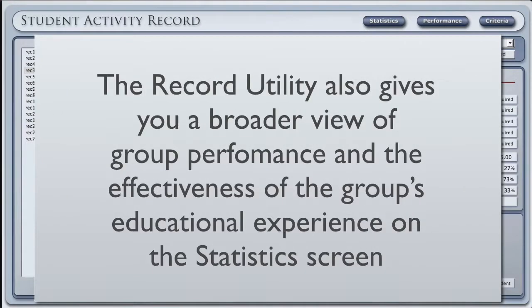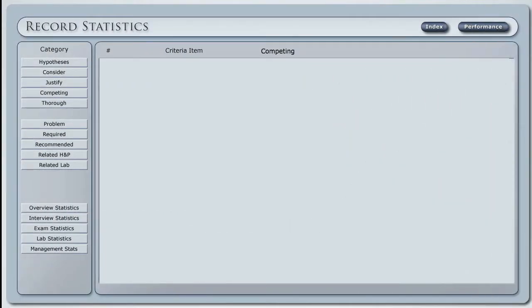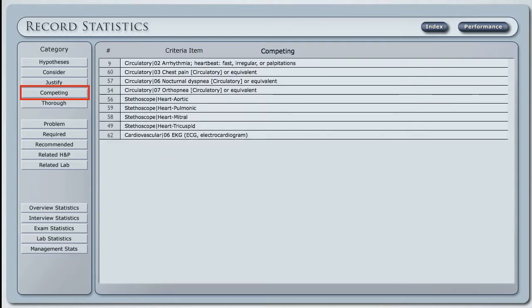The record utility also gives you a broader view of group performance and the effectiveness of their educational experience. We'll access the Record Statistics screen. The Record Statistics screen allows you to see how many students in the group included each of the case standards in their workup. If you notice that few or no students included a particular item, you can develop teaching points around that item.